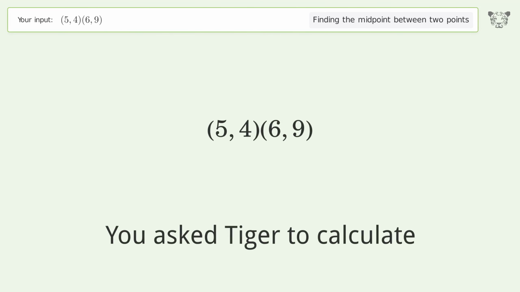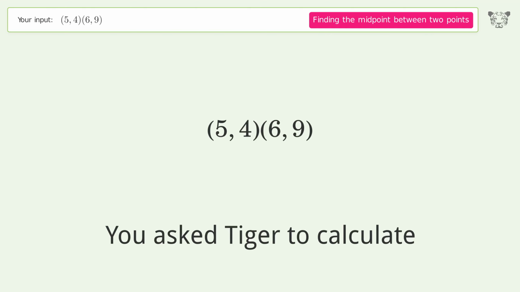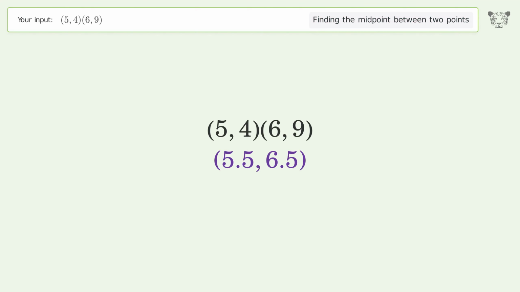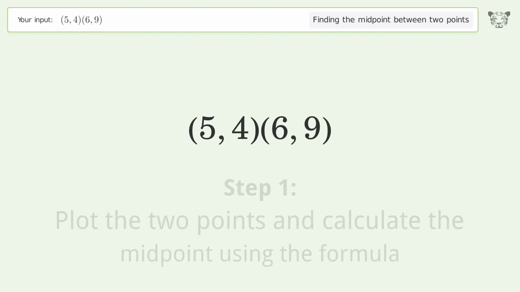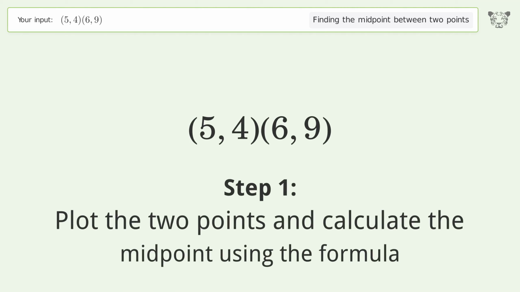You ask Tiger to calculate. This deals with finding the midpoint between 2 points. The midpoint between the 2 points is 5.5, 6.5. Let's solve it step by step. Plot the 2 points and calculate the midpoint using the formula.